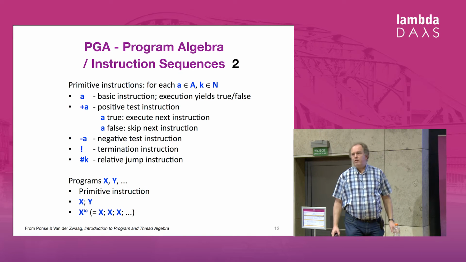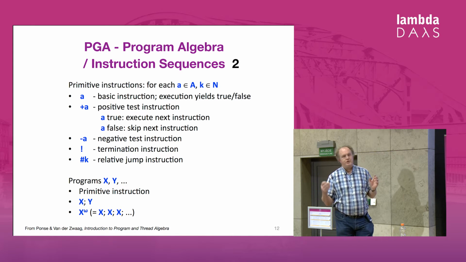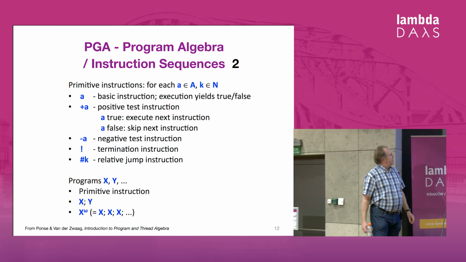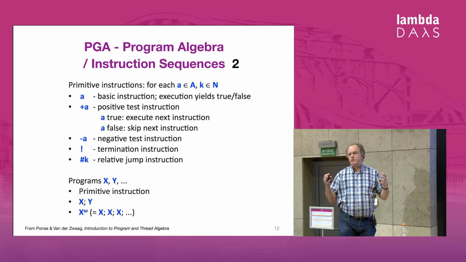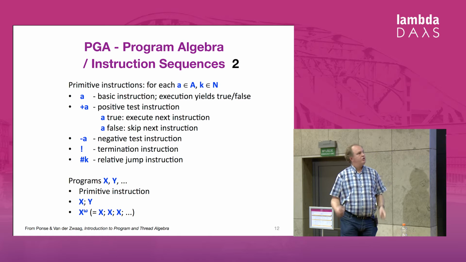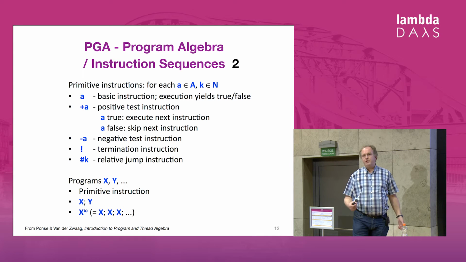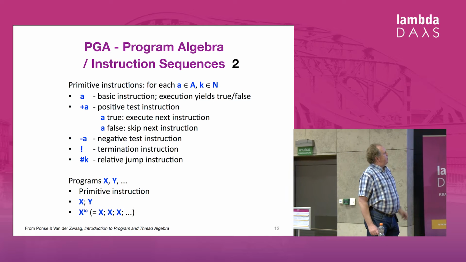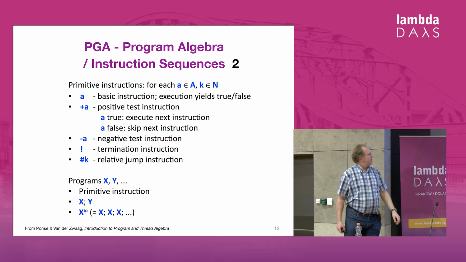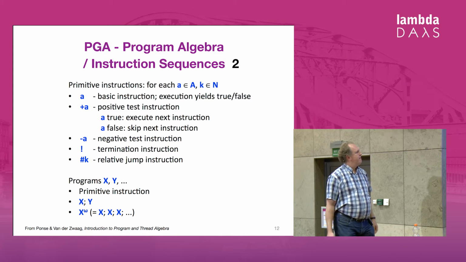So it's again built with atomic actions, but now these atomic actions result either in true or false. And the basic operators are a plus A and a minus A action, which perform these atomic actions, but also do a small jump. So plus A will, when true, execute the next instruction, and otherwise it will skip the next instruction. And minus A, similar, but the other way around. And there is also a termination instruction and a relative jump forward. And that's all there is.